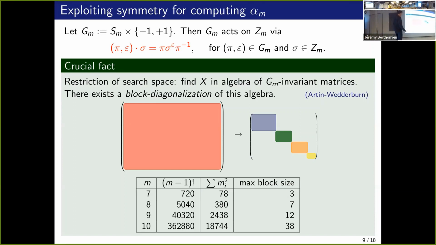To give an idea of the numbers: for example, for n equal to 10, first we have (n-1) factorial, which is 360,000 something. If we apply the reduction, the maximum block size only becomes 38, and the sum of the squares of the block sizes becomes this now. Sadly, after reduction it will still grow exponentially, but we can put more in the computer.